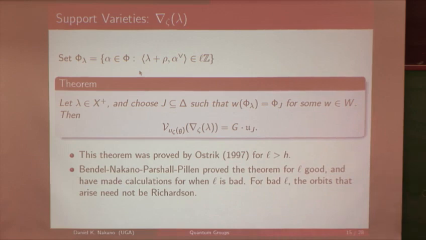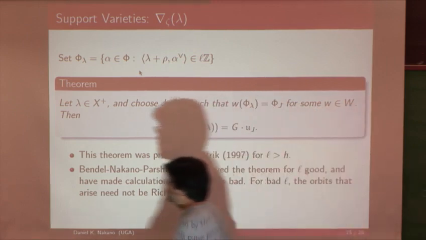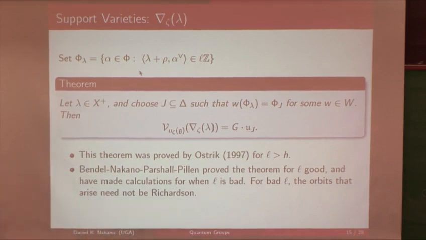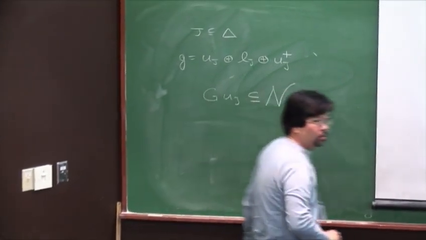Okay, so it's actually the closure of an orbit. It's a closure of what's called a Richardson orbit inside of that. So, just remark that. Keep in mind that G times u_J is always sitting inside of nilpotent elements.